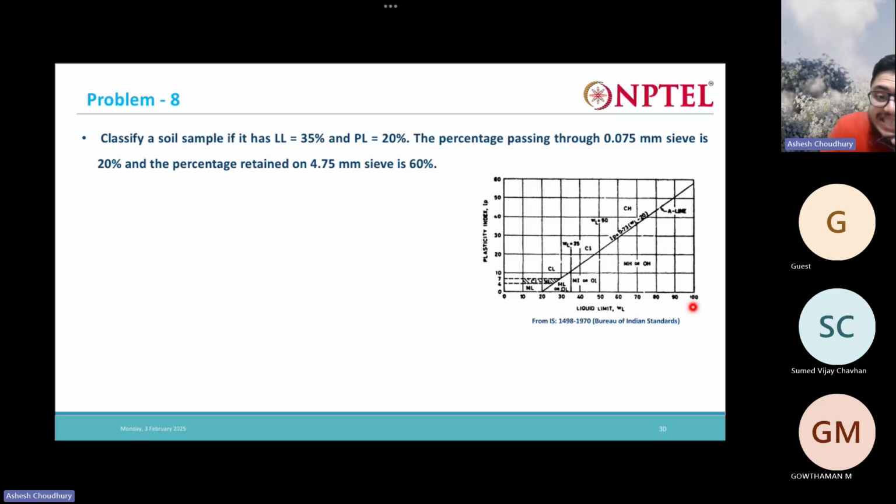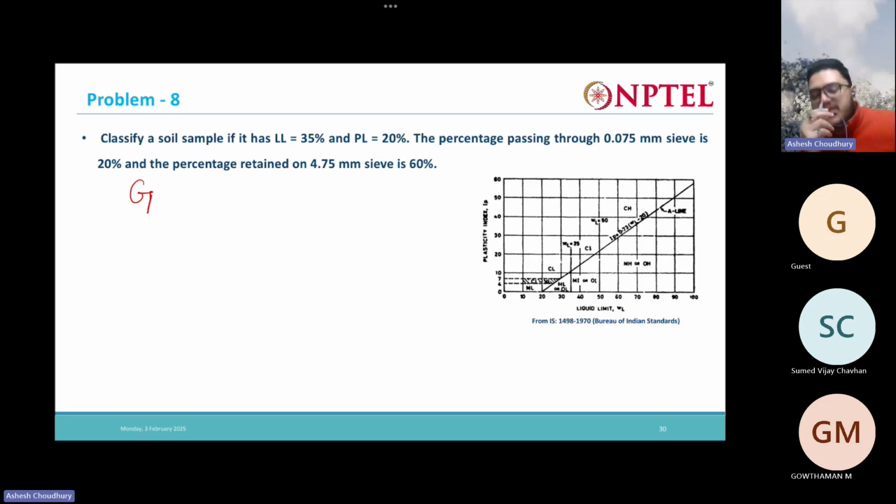See, the percentage retained on 4.75 mm is 60%. That means more than 50% is retained on 4.75 mm. 60% of the size is greater than 4.75 mm. That means the soil is gravel, right? The soil is gravel, G. So the prefix will be nothing but G.